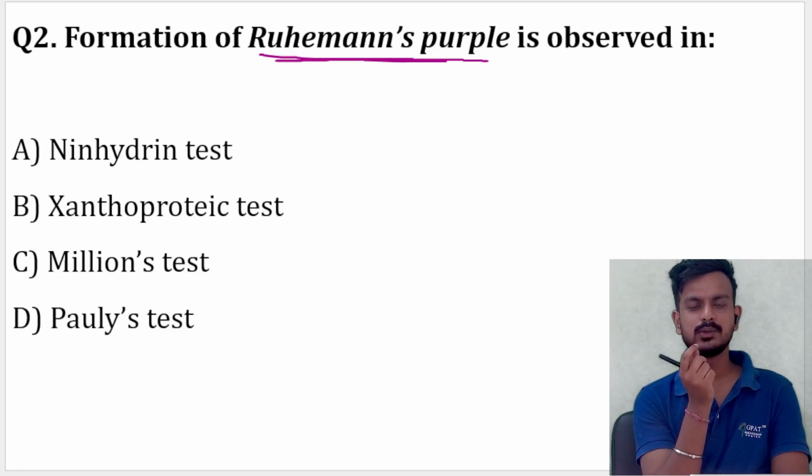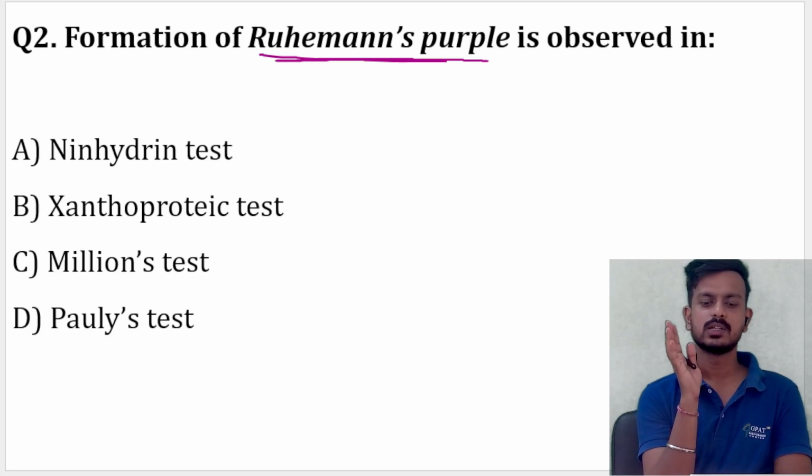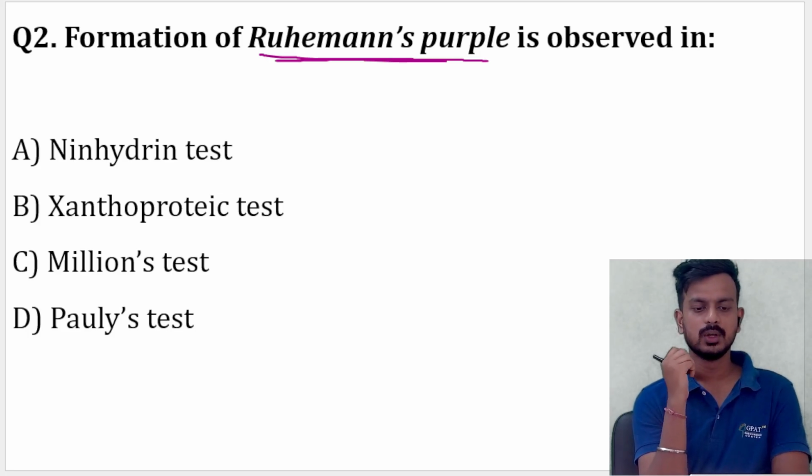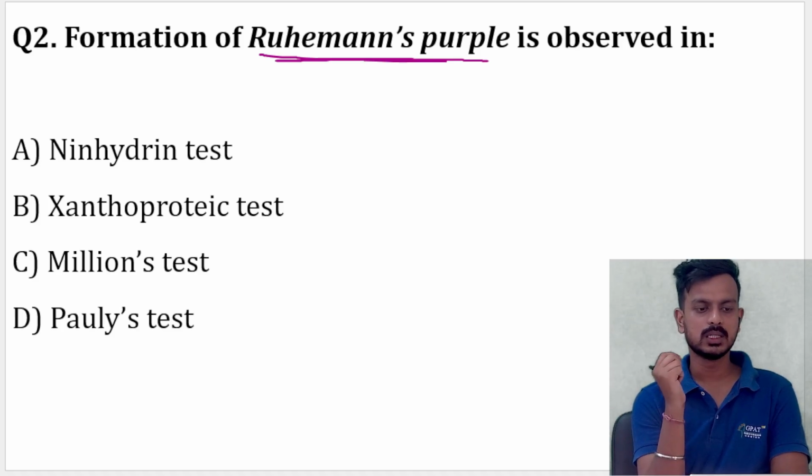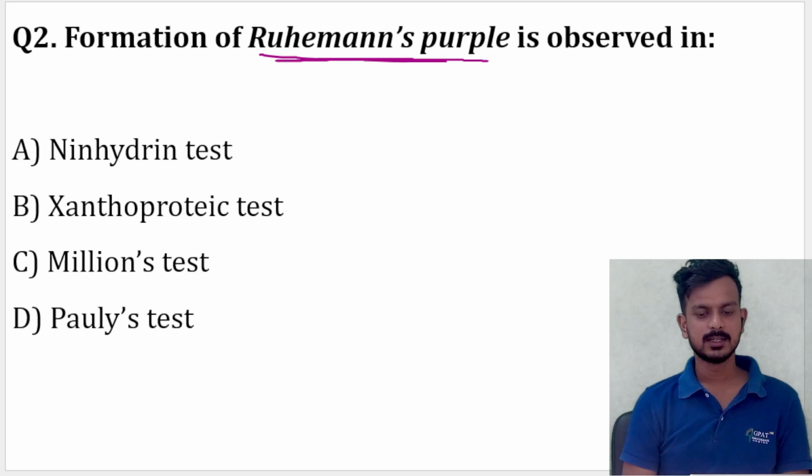Tell me. Easy question. This type of question is asked in exams, so I kept such questions for your better understanding. Formation of Ruhemann's purple is observed in which test? Ninhydrin test, xanthoproteic test, Millon's test, or Pauli's test? Which test is it basically?